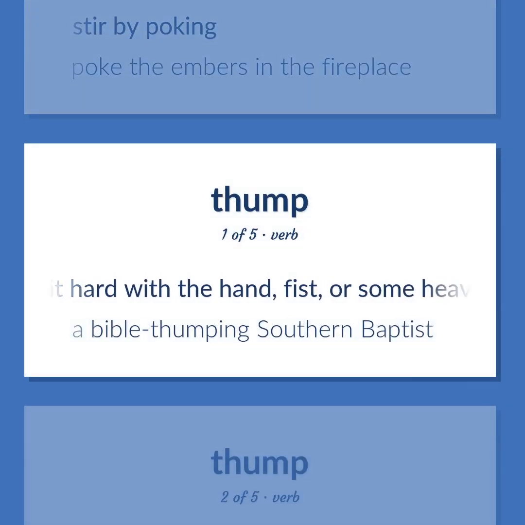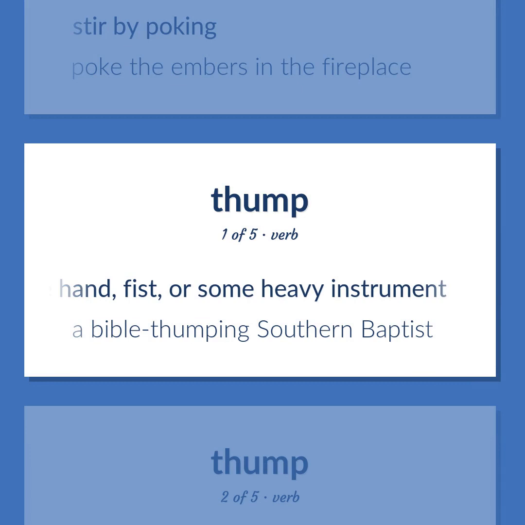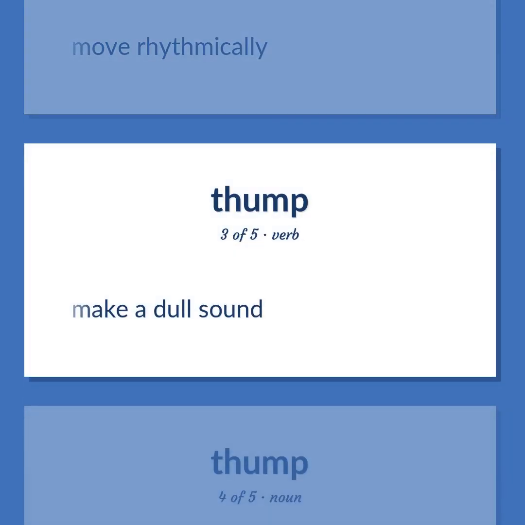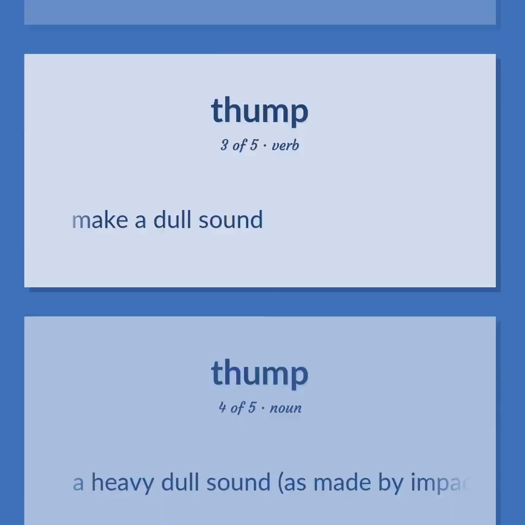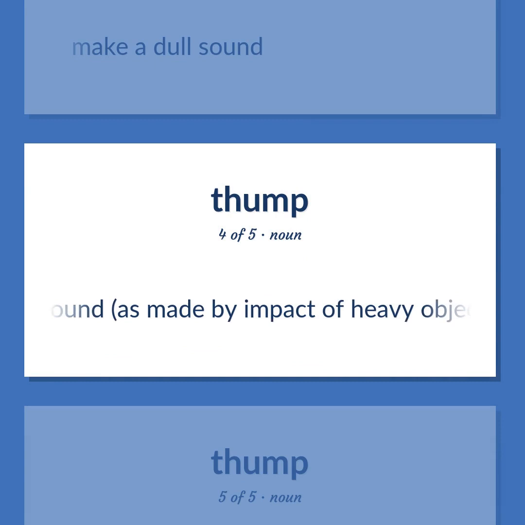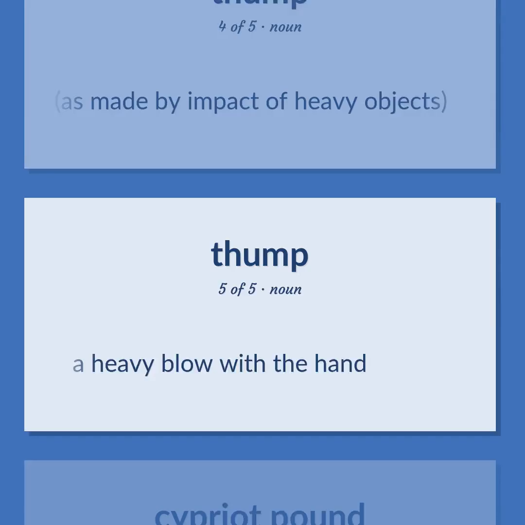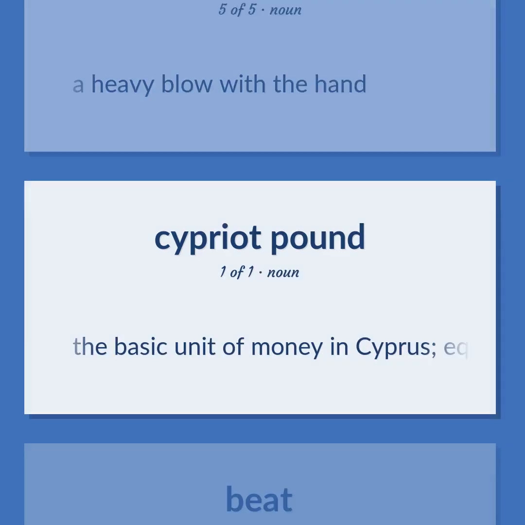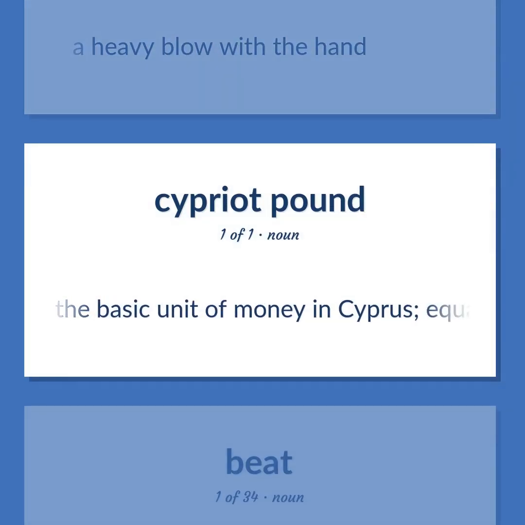Hit hard with the hand, fist, or some heavy instrument. A Bible-thumping Southern Baptist. Move rhythmically. Make a dull sound. A heavy dull sound, as made by impact of heavy objects. A heavy blow with the hand. The basic unit of money in Cyprus, equal to 100 cents.